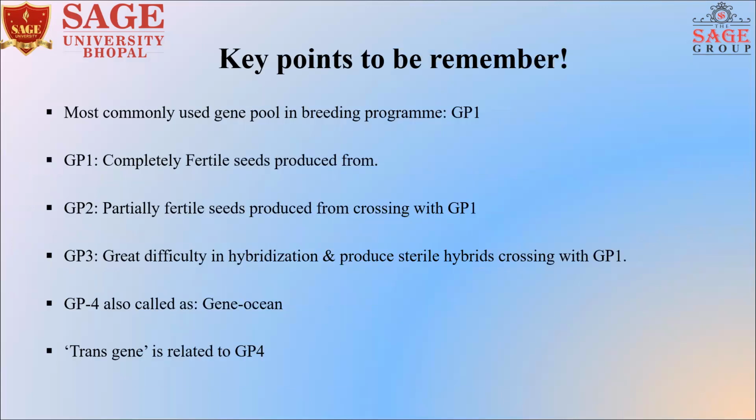Some key points we have to remember: the most commonly used gene pool in breeding programs is GP1. In GP1, we can get completely fertile hybrid seeds. In GP2, we get partially fertile seeds from crossing with GP1. In GP3, there is great difficulty in hybridization and it produces sterile hybrids when crossed with GP1. GP4 is also called the gene ocean, and the term transgene is related only to GP4. These are the key points about the gene pool. So this is about the gene pool concept.